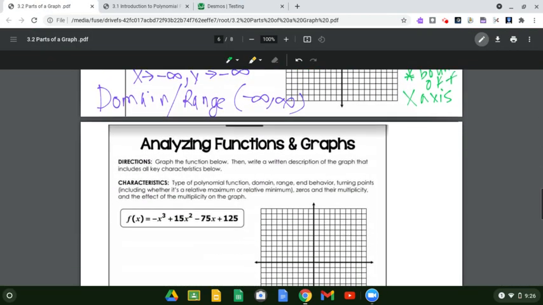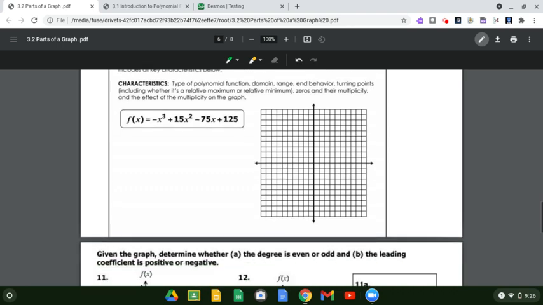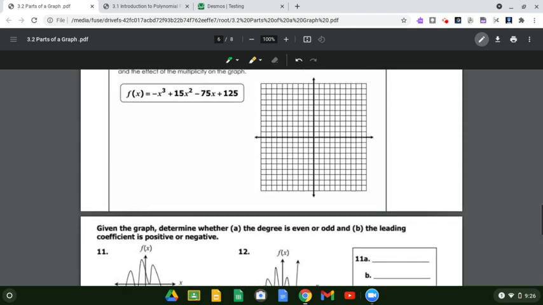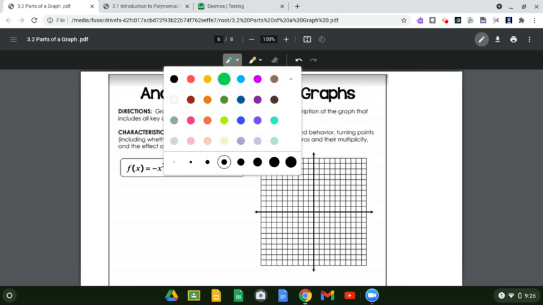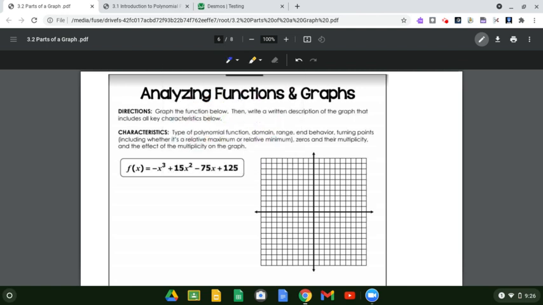Okay, we're going to keep going here. How many more do we have? 1, 2, okay. All right, let's look at this next function. They want us to do the same thing: type, domain, range, everything. Okay, so first, type. It's raised to the power of 3. It is a cubic polynomial.